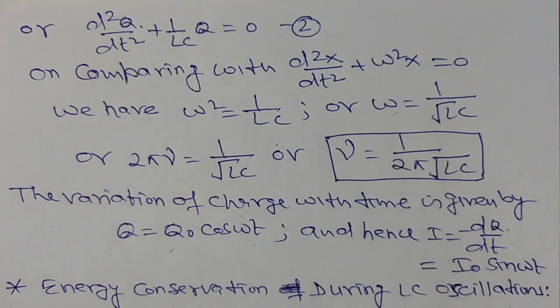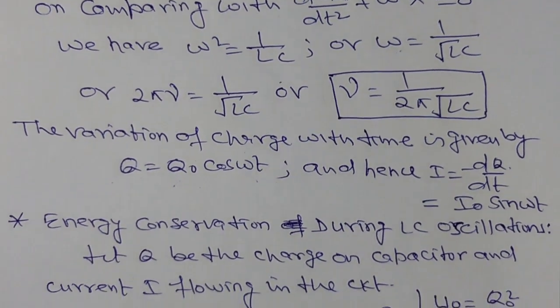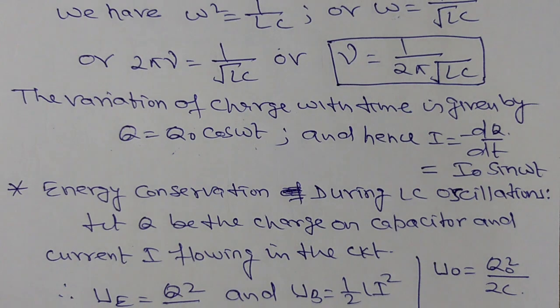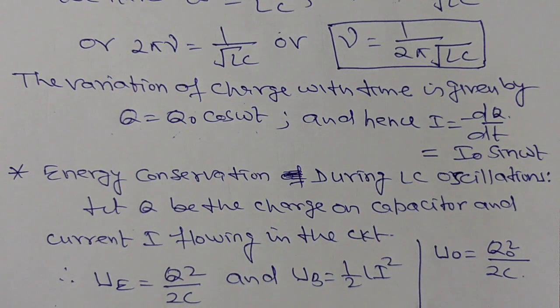Now, next point is energy conservation during the LC oscillations. हमें प्रूव करना है यहाँ पर कि टोटल एनर्जी ऑफ द सिस्टम रिमेन्स कांस्टेंट ड्यूरिंग एलसी ऑसिलेशंस. हमने सपोज किया लेट दिस Q बी द चार्ज ऑन द कैपेसिटर एंड द I करंट फ्लोइंग इन द सर्किट एट एनी इंस्टेंट. किसी भी टाइम पर हमने सपोज किया कैपेसिटर पर चार्ज हमारा Q है और उसमें सर्किट के अंदर करंट I फ्लो करती है, राइट.